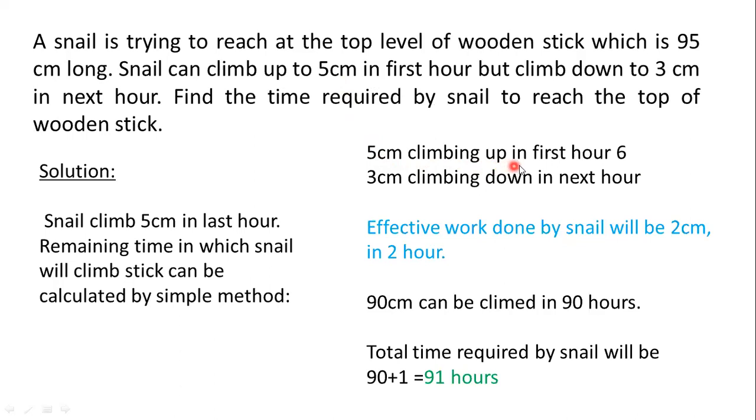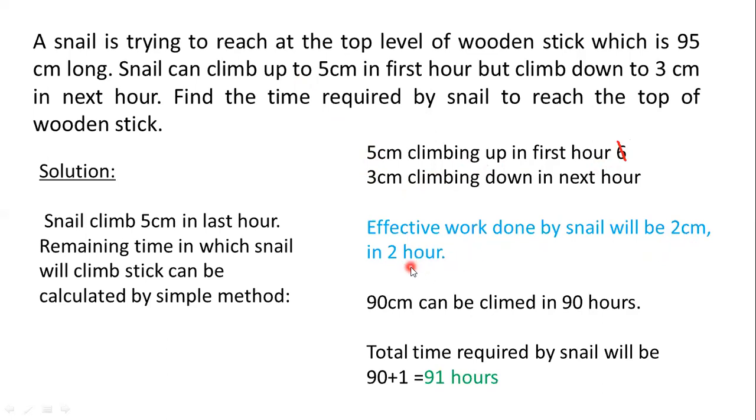5 centimeters climbing in the first hour. In the first hour, it is climbing by 5 centimeters. Now, in the next hour, it is coming down by 3 centimeters. So what will be the effective work? Effective work will be 5 minus 3. It will be 2 centimeters in 2 hours.